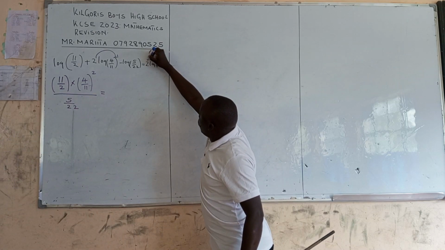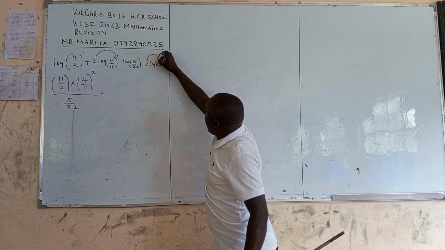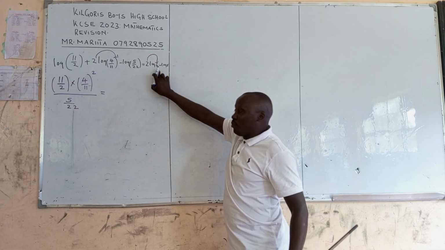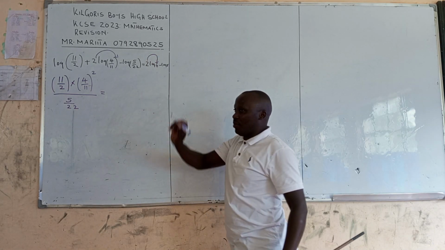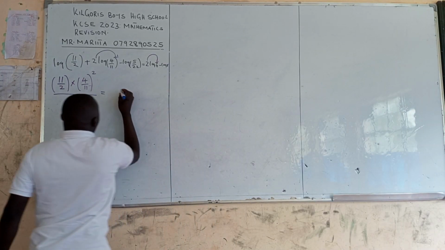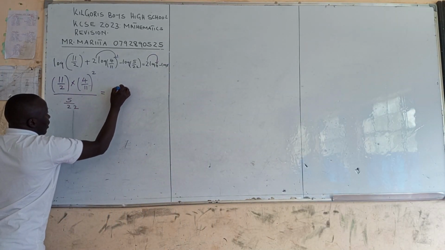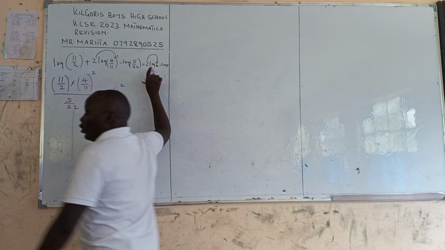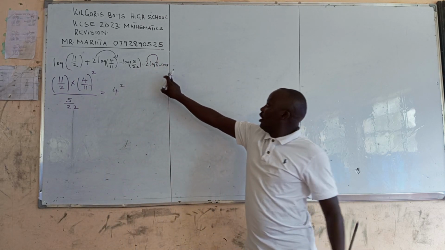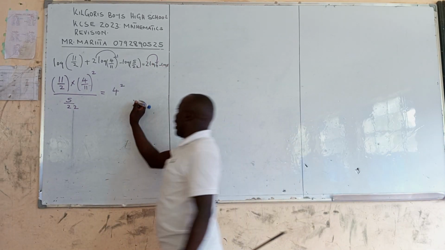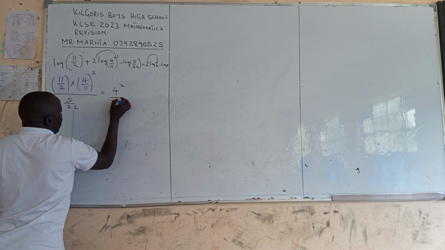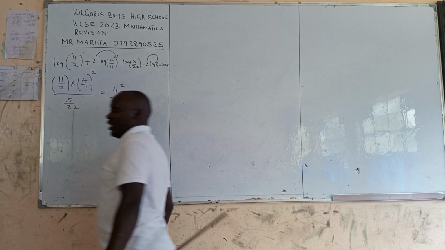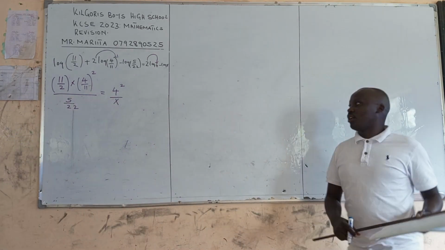on the other side, this 2 will just become 4 to power 2. So this 2 becomes a power here. Then we have 4 raised to 2, and this one will normally change into division. We divide this one by x. That is simply how you can do that kind of transformation.